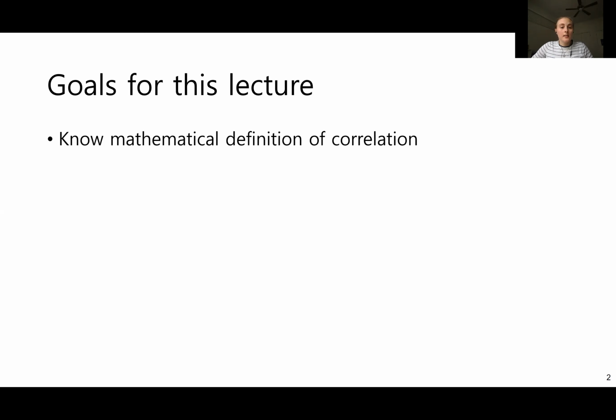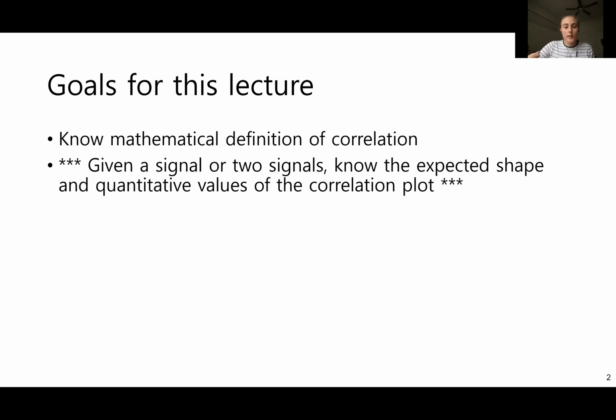But we're going to go over a more mathematical definition and description of correlation. And an important thing, we'll also go over this visually for different types of signals. If you have a single signal for autocorrelation or cross-correlation, so two signals, can you sketch out and know the expected shape of the correlation plot and also know some quantitative values with that? And I put little asterisks because that will be important for quiz 4. So just pointing that out.